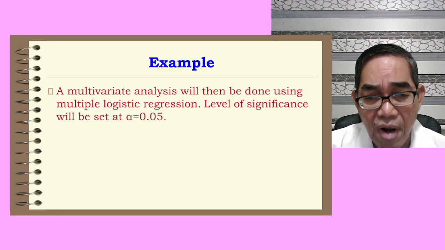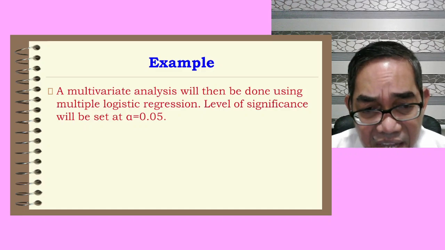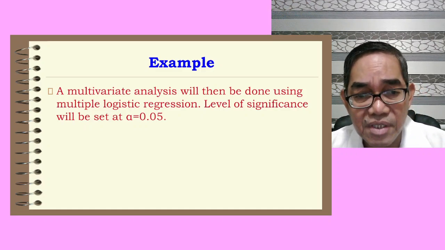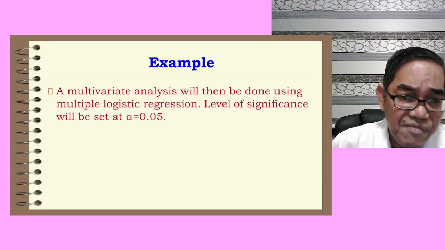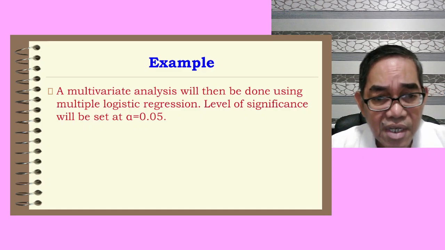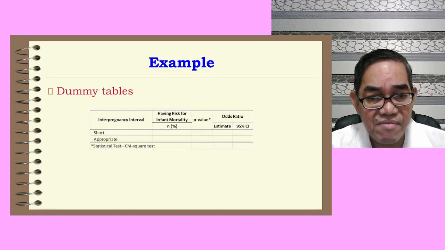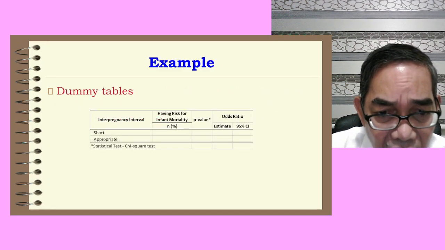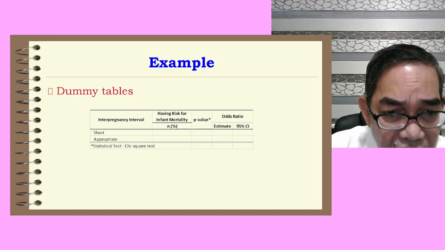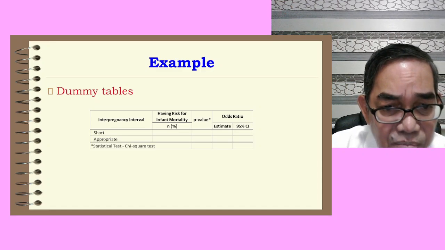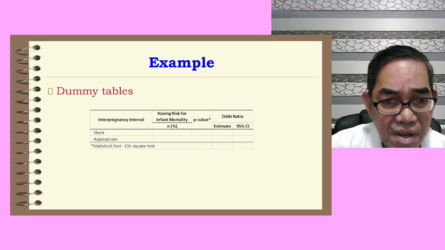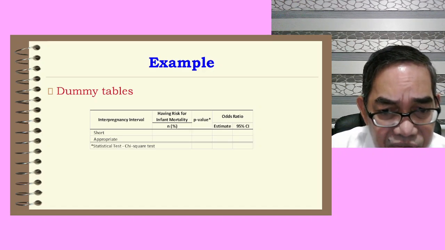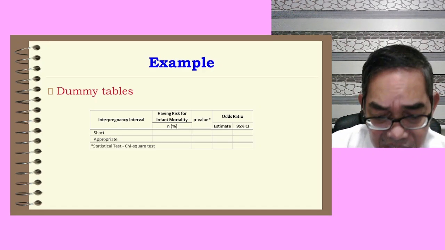When we talk of multivariate analysis, our outcome is qualitative, so we use multiple logistic regression. Level of significance will be set at alpha equals 0.05. And this is the dummy table. So having risk for infant mortality for short and appropriate inter-pregnancy interval, number and percent, and then the odds ratio estimate and the 95% confidence interval. Then I have here a note: chi-square test is used.